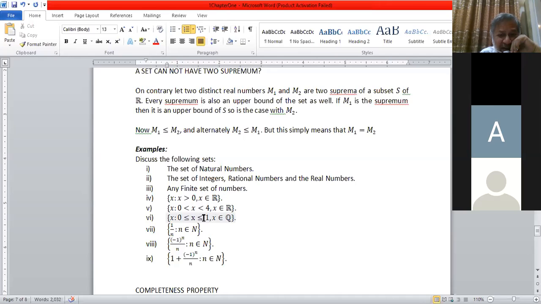How many rational numbers will there be between 0 and 1? Infinite, there will be very many. Now this set is constructed from the set of natural numbers: 1 upon 1, 1 upon 2, 1 upon 3, 1 upon 4, etc.